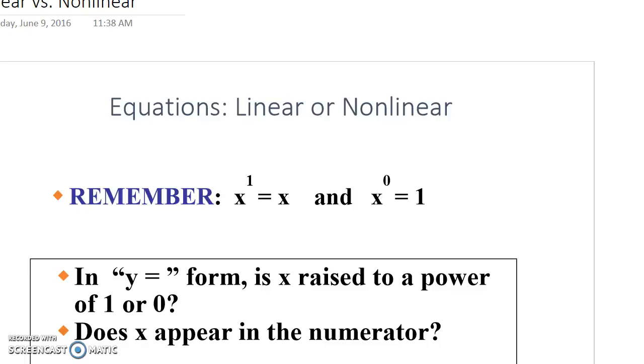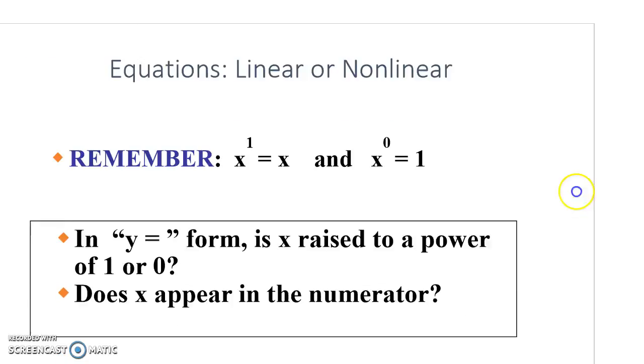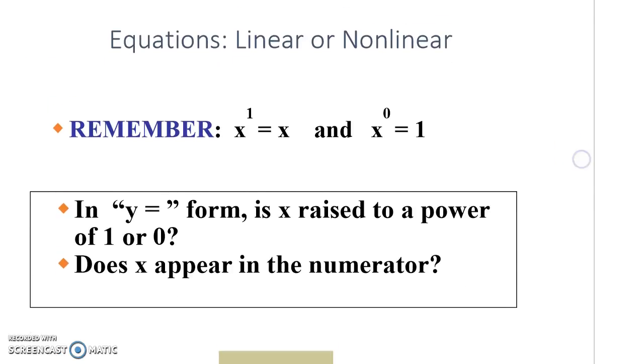This video will discuss how you can determine if an equation is linear or not linear. Here's some things to remember. Just x to the first power is the same thing as x, and x to the 0 power is the same thing as 1.